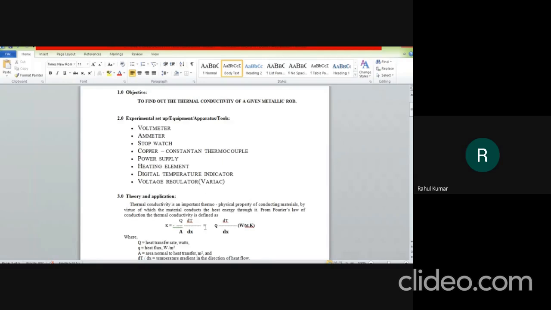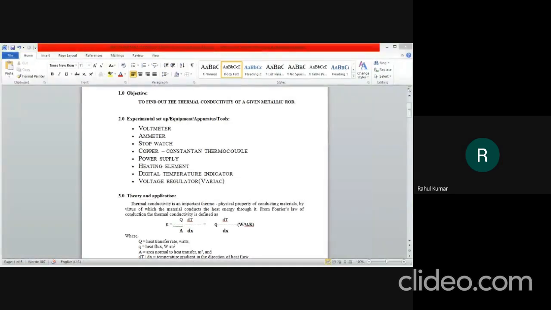This experimental setup contains, I will show you all these apparatus one by one, which are already installed in our HMT lab. So, these apparatus involve a voltmeter. Function of voltmeter you already know, to calculate the voltage. Second one involves ammeter, means how to measure the current. It is measured by a device called ammeter. Stopwatch.